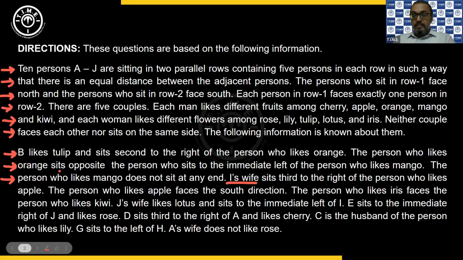I's wife sits third to the right of the person who likes apple. And then the person who likes apple faces south direction. Okay. I's wife is third to the right of apple, and the person who likes apple faces south direction.